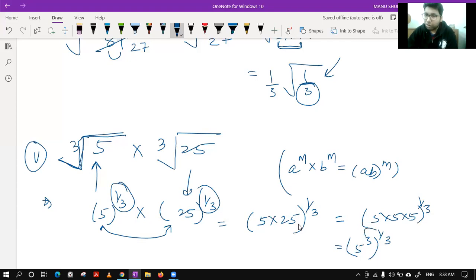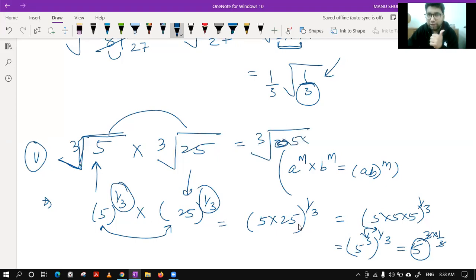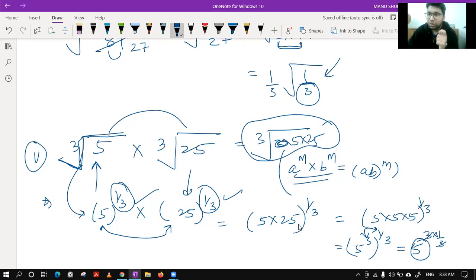Now we know power of power gets multiplied. Class, we have done this before. Power of power gets multiplied. So we will get 5 power 3 into 1 by 3. This 3 and 3 will cancel, and we will get the number back as 5 only, which is a rational number. I could have done this directly also, there was no issue, 5 into 25. But just to make this picture clear by the formula, I tried to write this cube root 5 as 5 power 1 by 3 and this as 25 power 1 by 3.